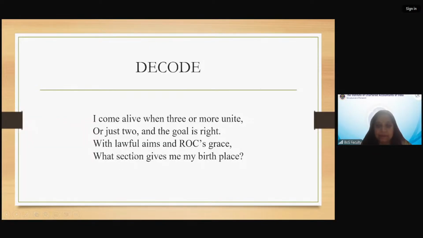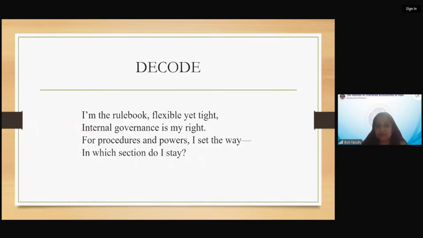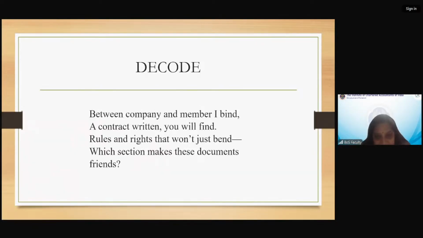No answers? I want the answers, I will not be checking the chats. So answer me, quick. It is about alteration of object clause, though I don't know the section. Okay, alteration of memorandum, section 13. Correct. Both of you are correct. The correct section is 13.